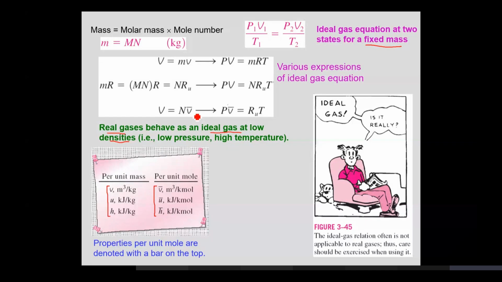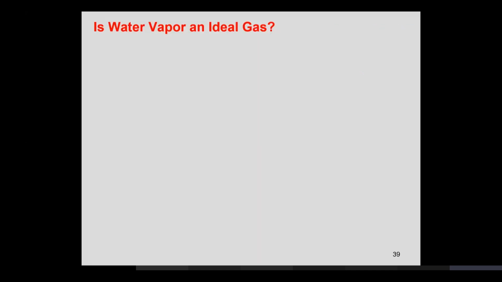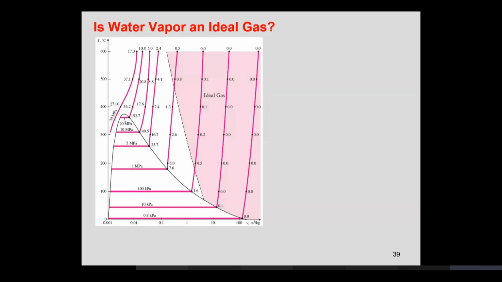The question comes, can we assume water vapor to be an ideal gas? In order to study that, a graph was plotted in which the specific volume of vapors in superheated condition from the water tables was compared with the specific volume calculated using ideal gas relationship. And this is the data that was plotted.